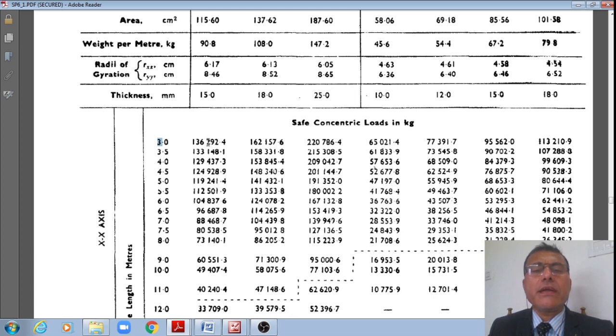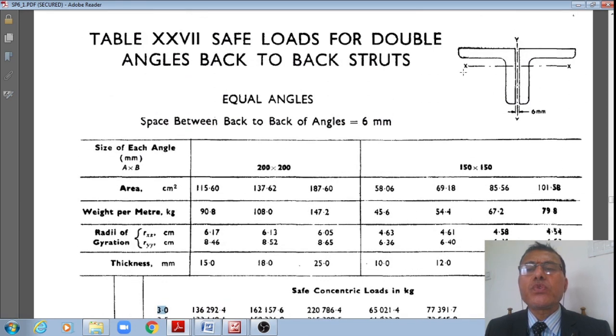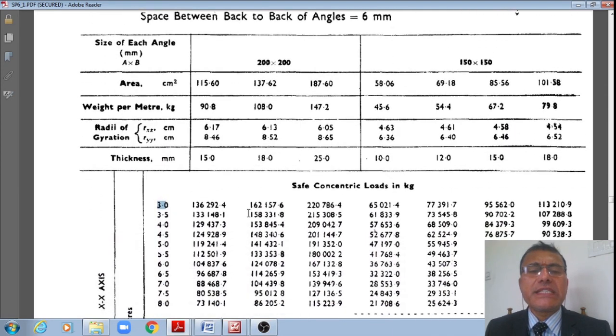Kg, right? That gives that it can resist 136.29 tons, or this multiplied by 10 means 1,362,924 newtons, that is equal to 1362.92 kilonewton, right? With 3 meter length, these two angles back to back by 6 mm, like that.